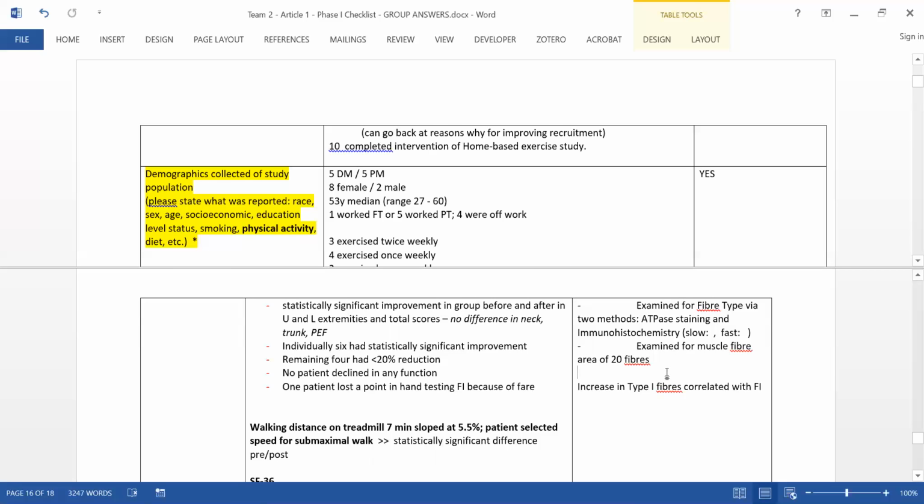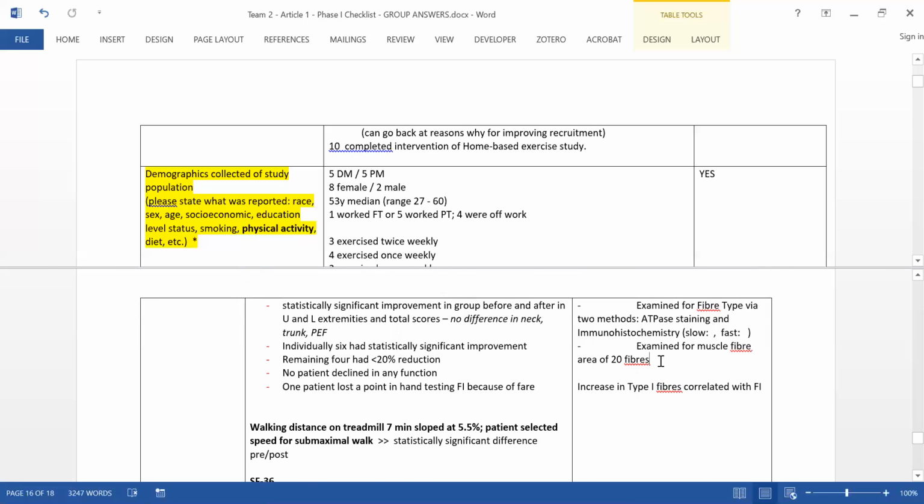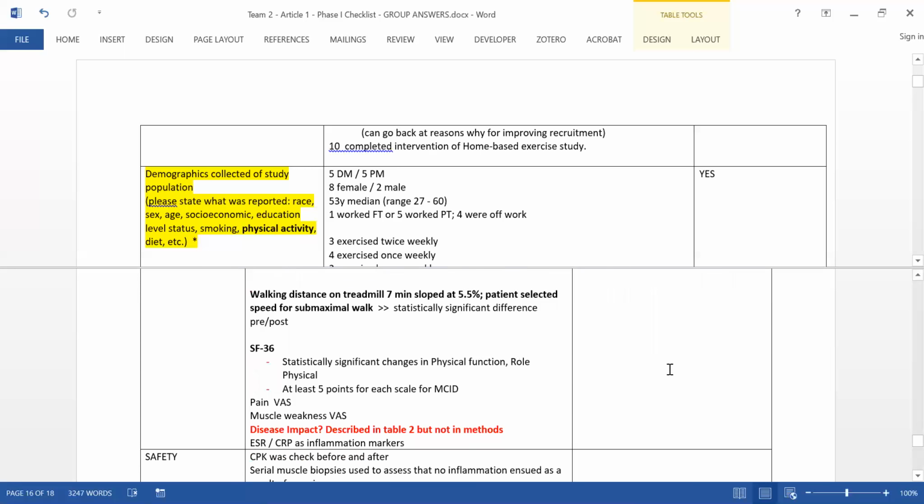And also the denseness of the muscle fiber and muscle fiber area were looked at, and all of these correlated with the findings of the functional index. So that was really brilliant.